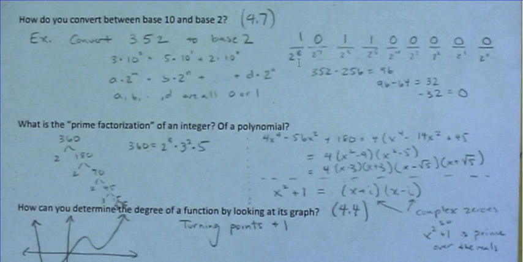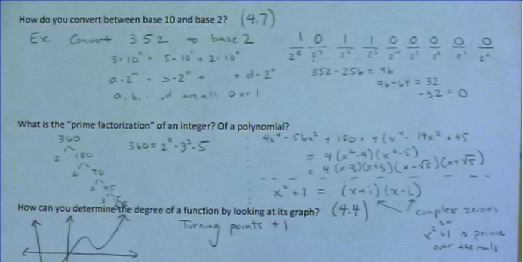The first thing you need to determine is what is the highest power of 2 in 352. So 2 to the 8th is the highest power of 2 in 352. 2 to the 8th is 256. So when I subtract 256 from 352, I get 96. 96 is what I have left to work with. Then I have to think, what's the highest power of 2 in 96? Is there a 2 to the 7th in 96?